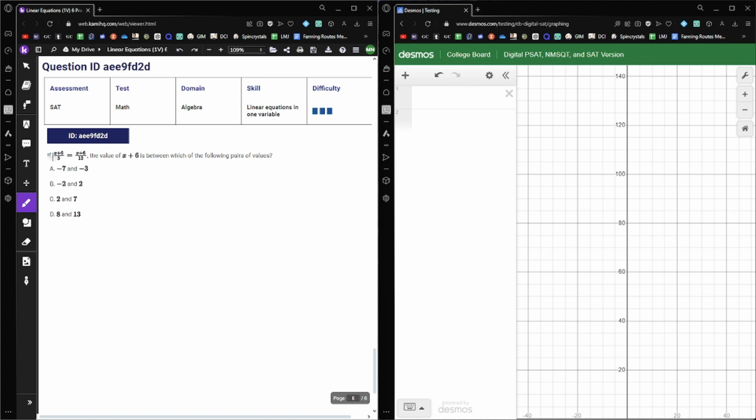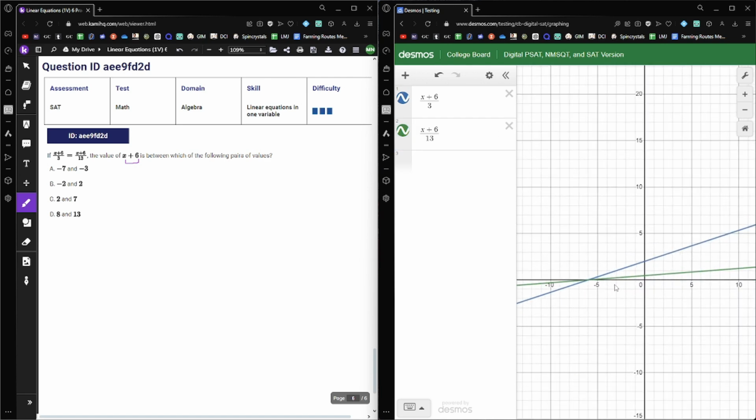Anyways, in this equation, the value of x plus 6 is between which of the following pairs of values? So if we want to find x plus 6, first thing I'm going to do is find out what x is. I have to put the division symbol first by clicking backslash. So x plus 6, and then 3, and then x plus 6 and 13. Now let's find what the value of x is, and it's going to be negative 6.